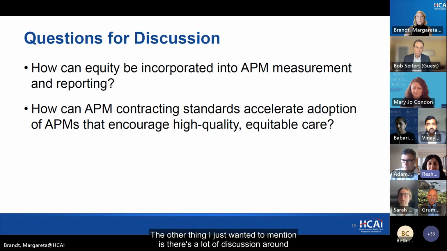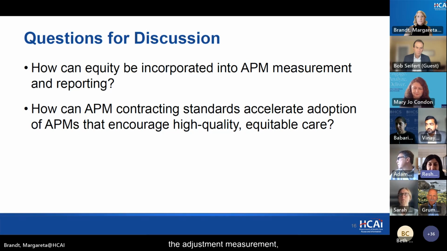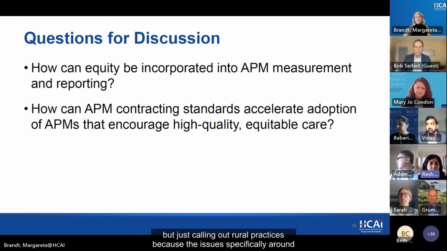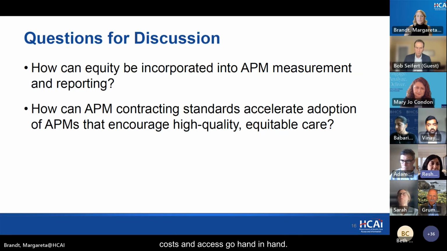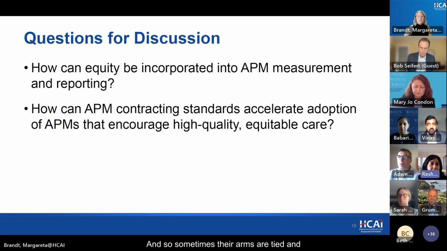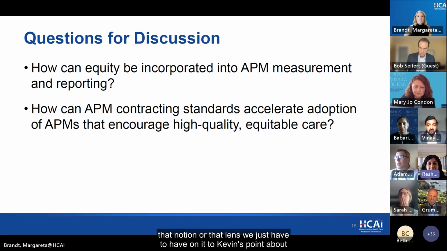The other thing I wanted to mention is there's a lot of discussion around the adjustment measurement, which I completely agree with everything that's been said, but just calling out rural practices, because the issues specifically around cost and access go hand in hand. And so sometimes their arms are tied. And that's the lens we just have to have on it, to Kevin's point about making sure we're not increasing inequity due to the structure of the program that we set up for those practices.